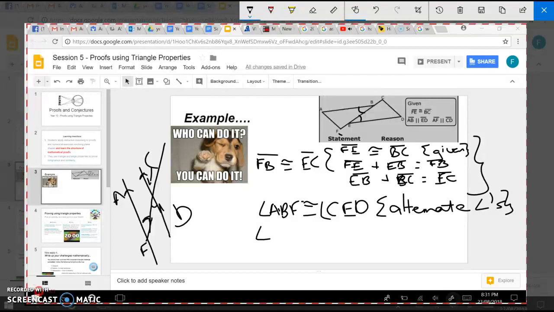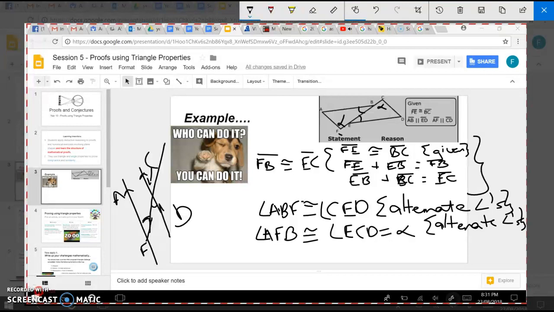So we know therefore that angle AFB, again stick to the triangle you're talking about, make sure that the letters of the angle are also the letters of the triangle it's in. The angle AFB, I'm going to call that alpha, just to make it easier, is equivalent to angle ECD. Again, that's what I'm going to call that. I'm going to say that equals alpha, and the reason is alternate angles. Okay, so I've got two angles, and I've got a side.